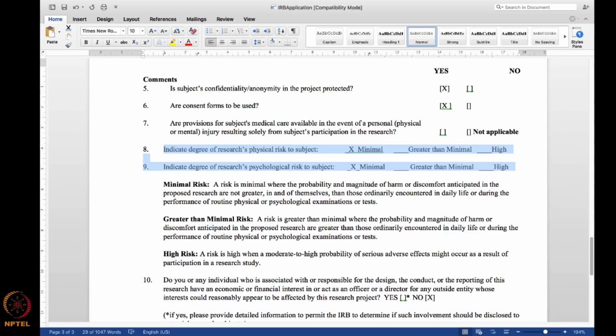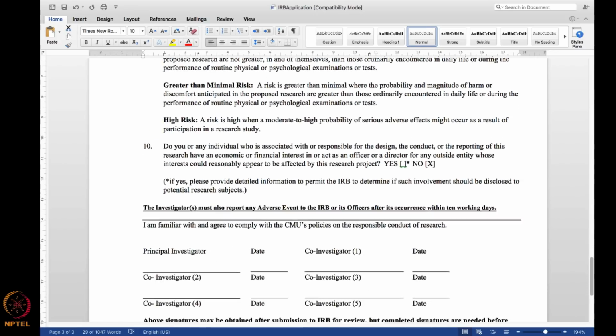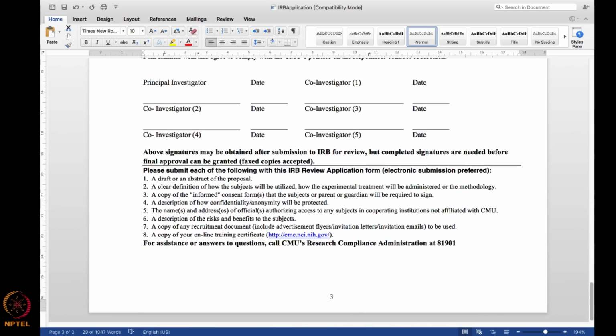So this is a simple definition of minimal risk. Risk is minimal where the probability and magnitude of harm or discomfort anticipated in the proposed research are not greater in and of themselves than those ordinarily encountered in daily life. A risk is high when a moderate to high probability of serious adverse effects might occur as a result of participation in the research study. And then it asks about the different people involved in the study, and the application ends there.